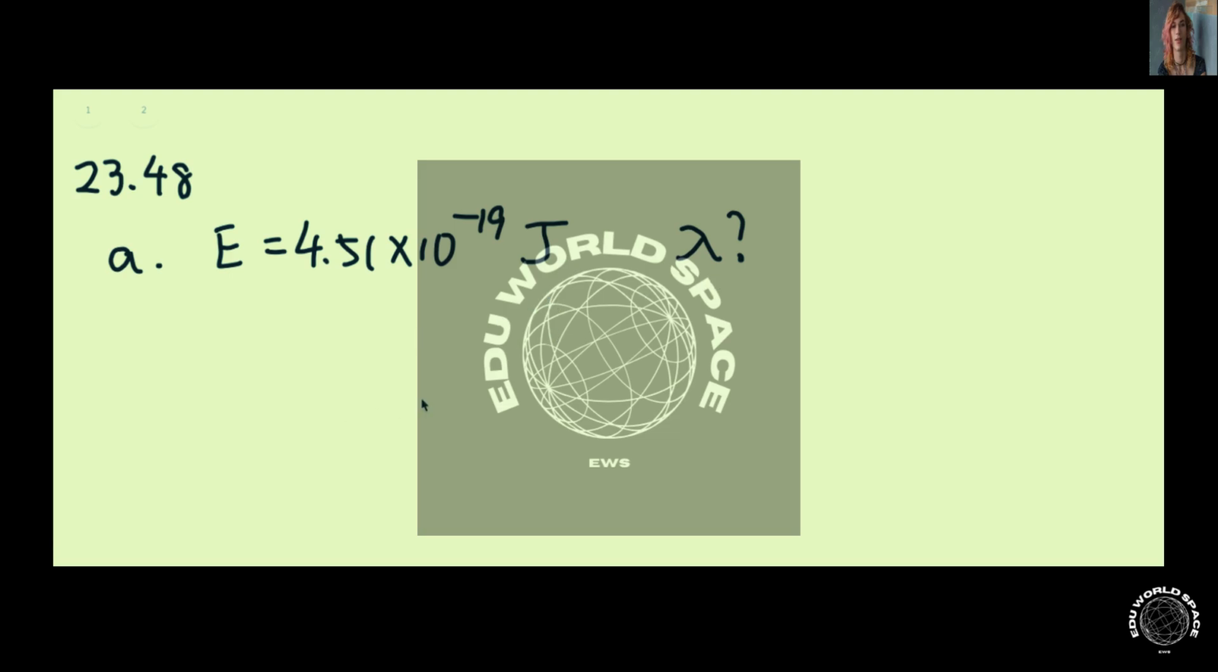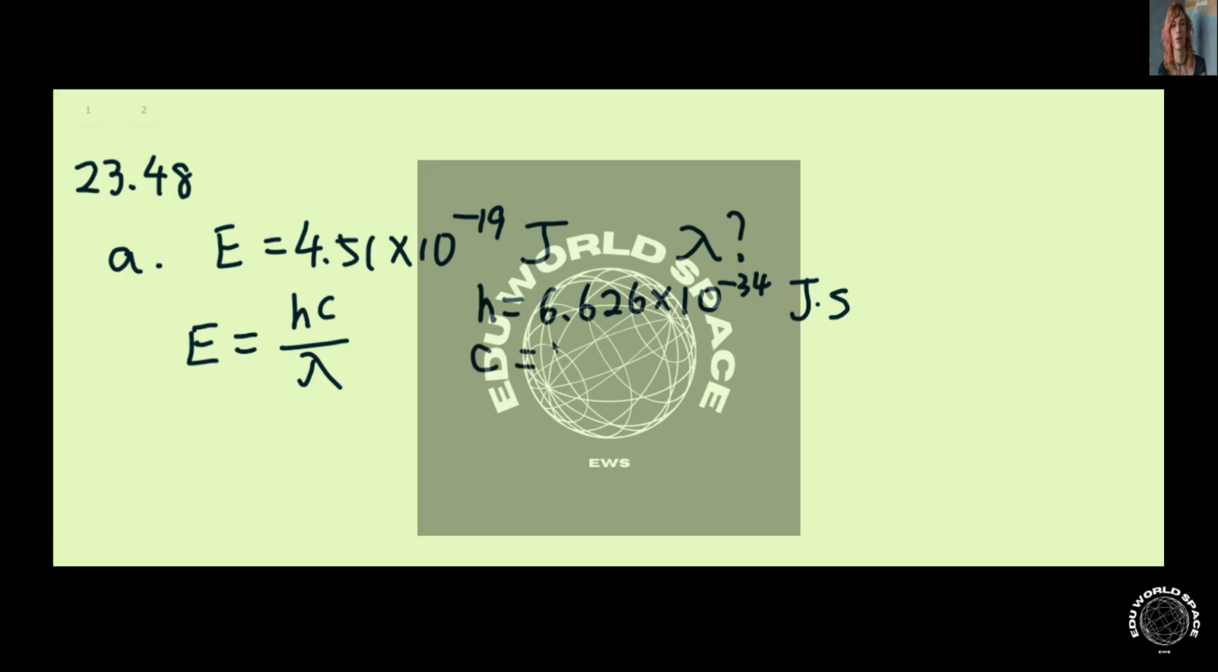The equation which relates the energy to wavelength is E equal to hc divided by lambda, where E is the energy of the radiation, equal to 4.51 times 10 to the minus 19 joules. And h right here is the Planck constant, equal to 6.626 times 10 to the negative 34 joule seconds. And c is the velocity of light, equal to 3 times 10 to the 8th meters per second.